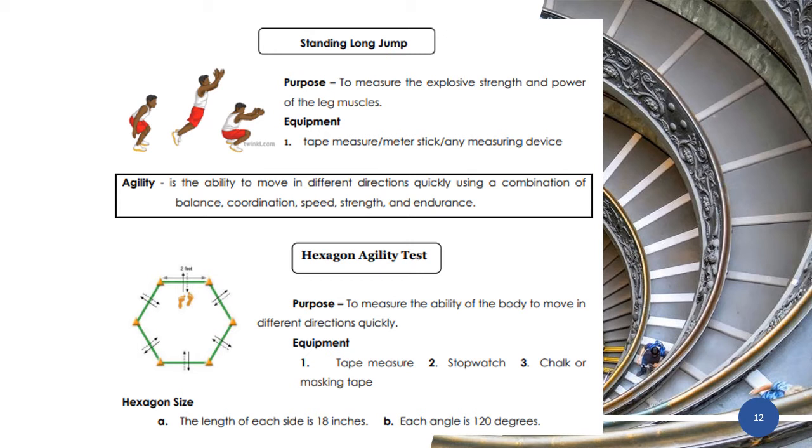The hexagon size: the length of each side is 18 inches. Each angle is 120 degrees. So, creating this hexagon.